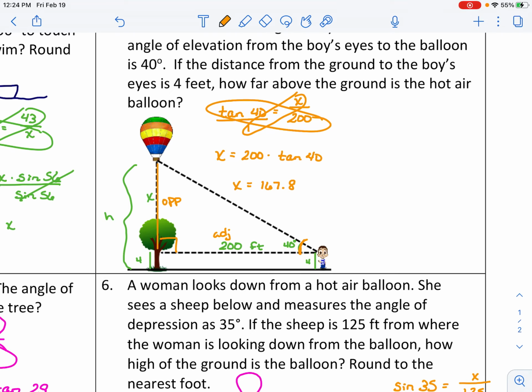If somebody falls out of that balloon, they're not going to hit the ground yet because there are 4 more feet to hit the bottom. So the total height is this X value I just found plus 4 more feet. It's the 167.8 plus 4 more feet. Therefore, my height is 171.8 feet.